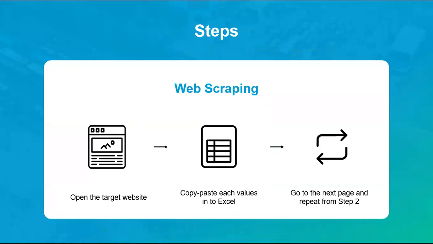And I think for web scraping, what you have to do is to open the website, copy paste each value into Excel, and then you have to repeat for the next few pages. So if you are looking to scrape 1,000 items, then usually it will be split into multiple pages, and you manually need to click next page, and then copy paste the values, and that's just going to take too much of your time. So now you can do this with RPA easily.